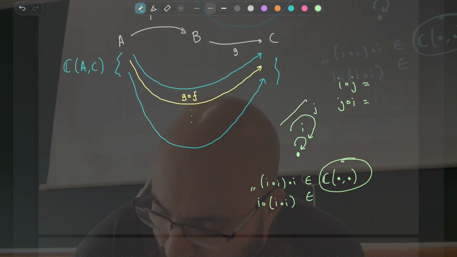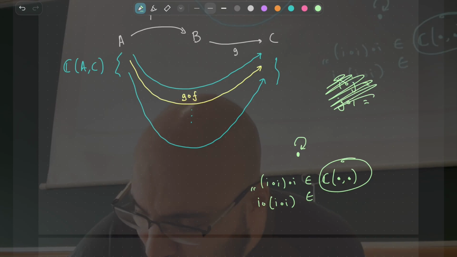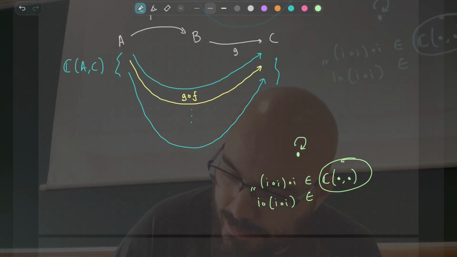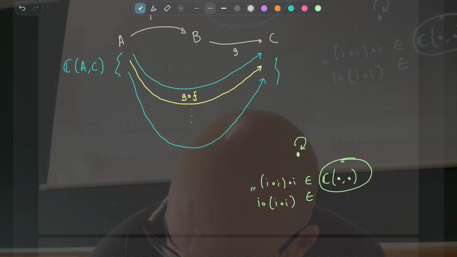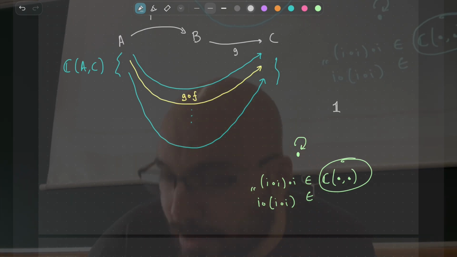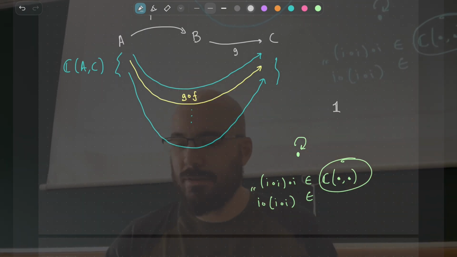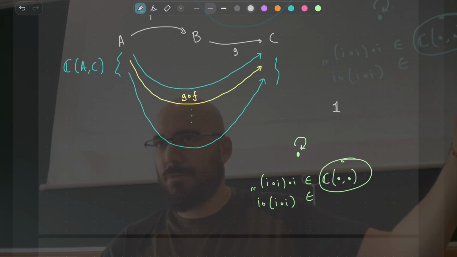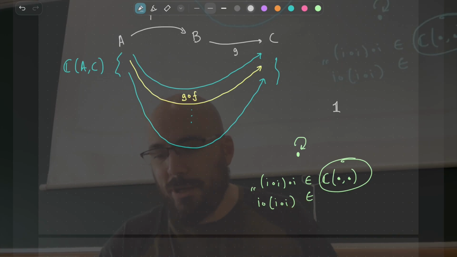But this is not the thing I'm trying to define here. I'm trying to define just our first example of a category, which I will call one. So this is a category that has one object and one arrow. It needs one arrow, and it only has one arrow. It's called the category one.